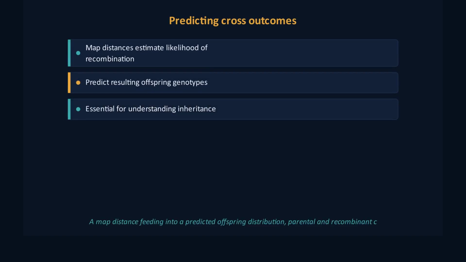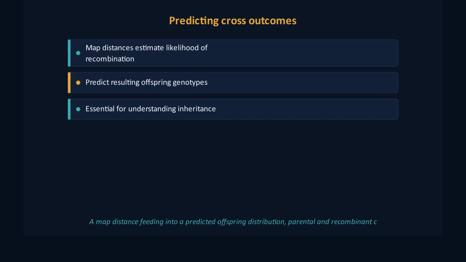The outcomes of genetic crosses can be predicted using genetic maps. By analyzing the map distances between genes, you can estimate the likelihood of recombination events and, from that, the resulting genotypes of the offspring. Recombination frequency is the engine of the prediction. It tells you how likely a recombination event is between the two genes you care about.